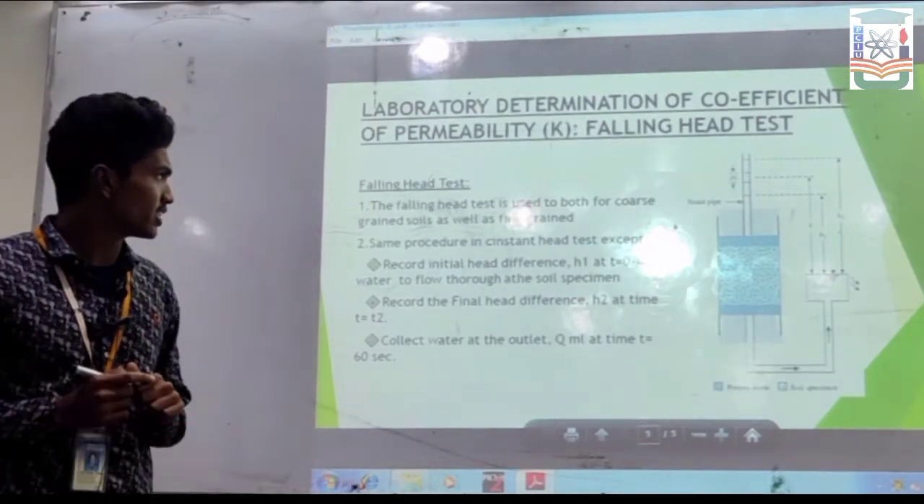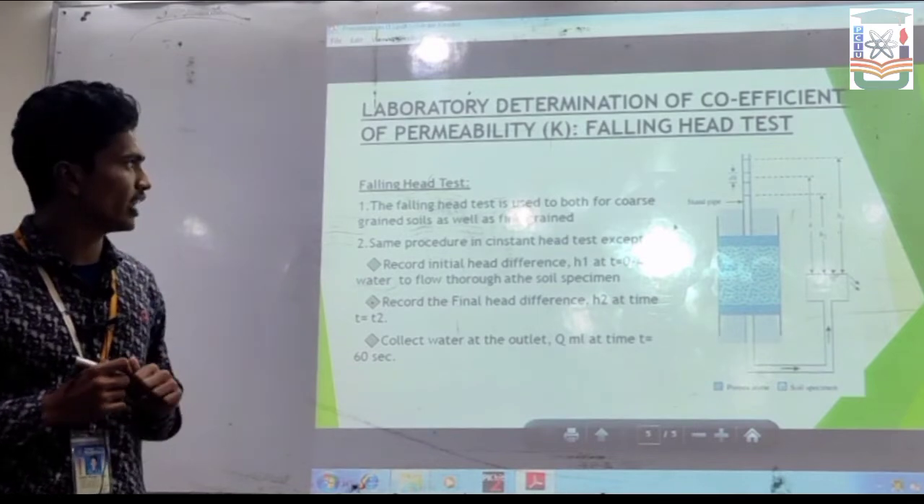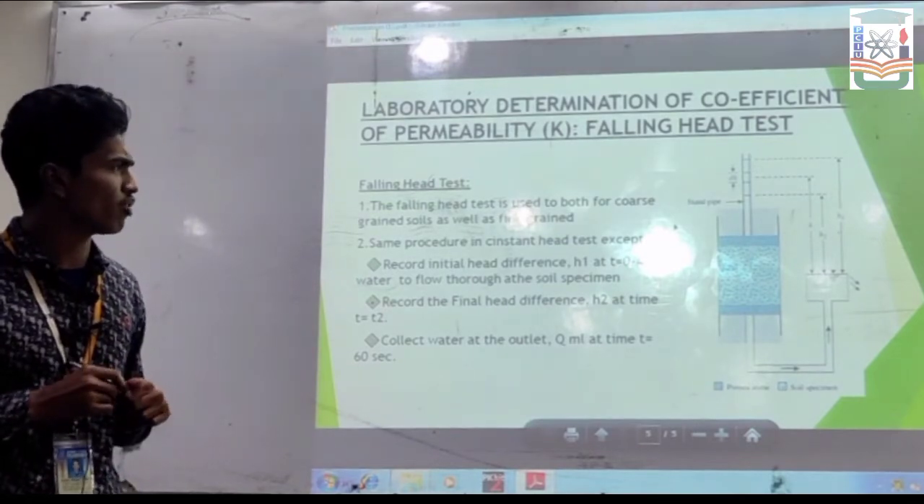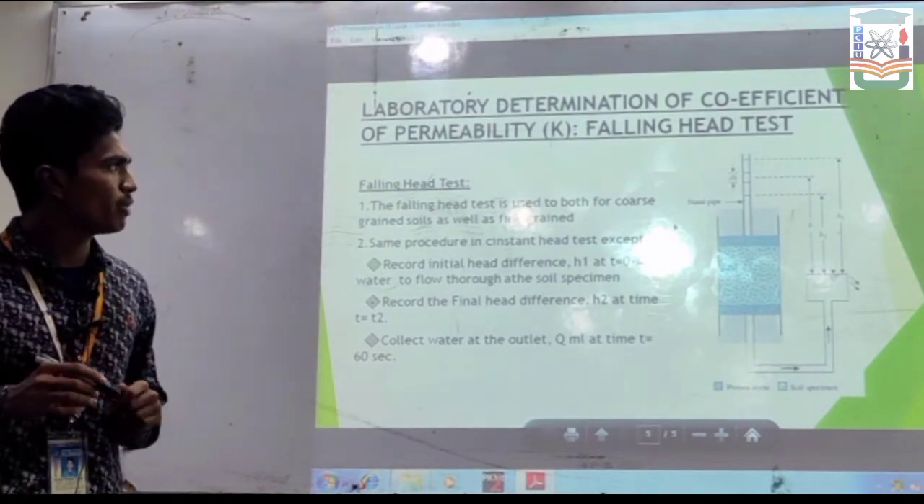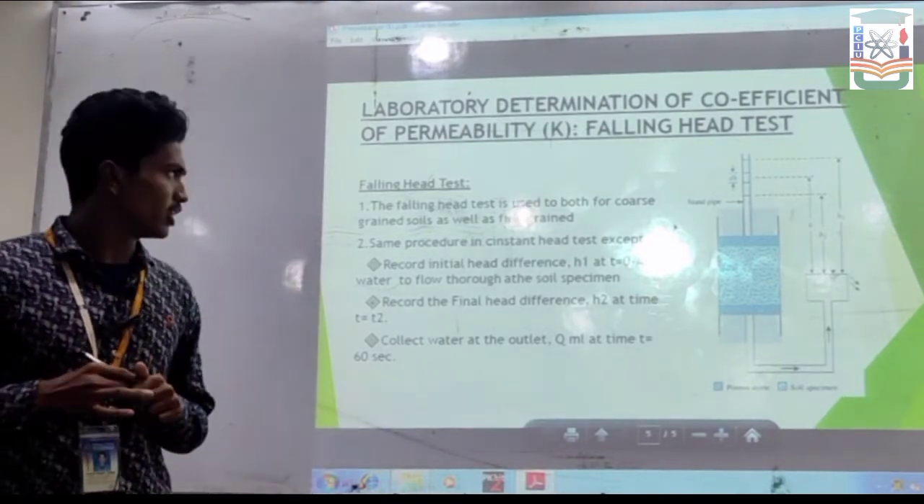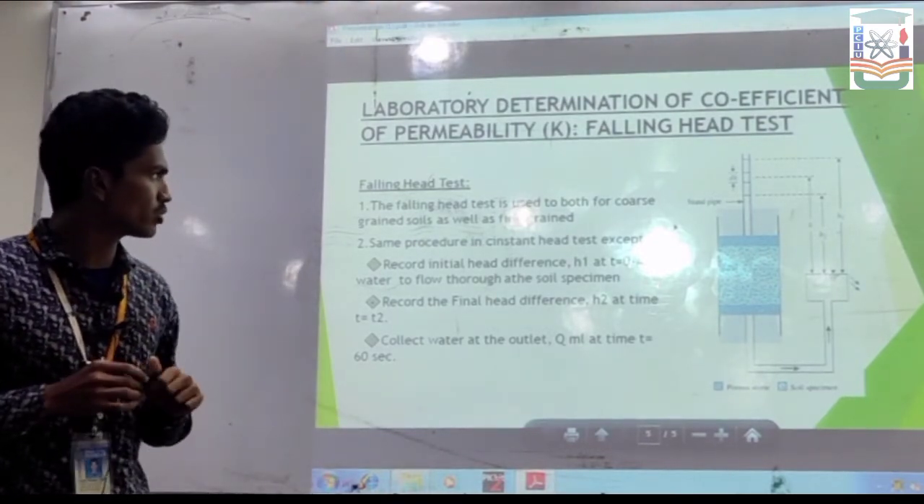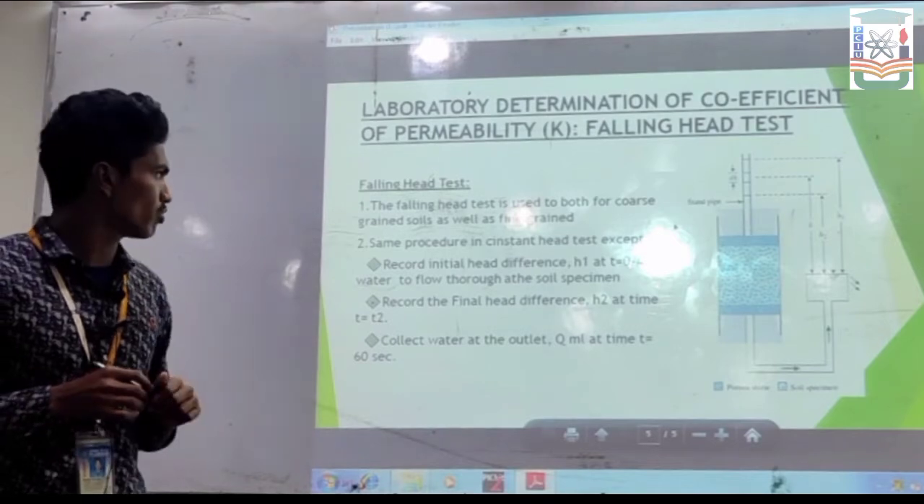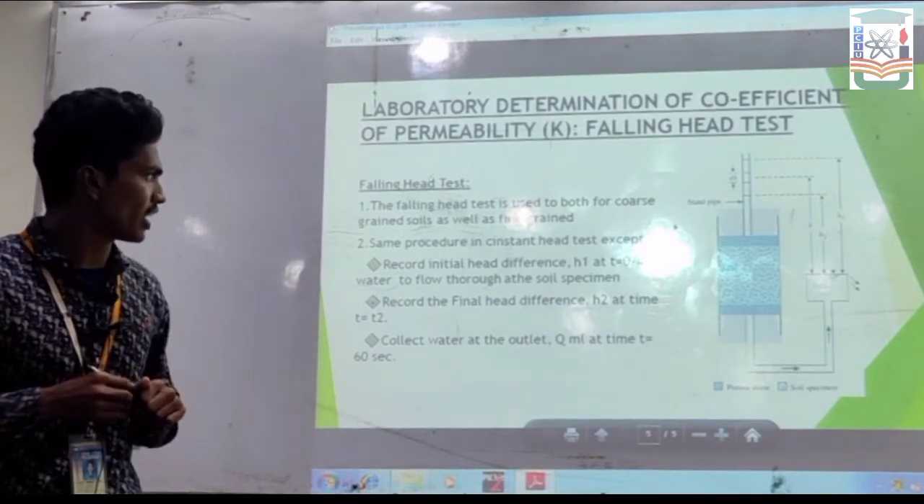I will discuss the falling head test. What is the falling head test? The falling head test is one of the variable head test procedures that is undertaken in situ in a borehole to determine the permeability of a soil. The falling head test is used for both coarse grain soil as well as fine grain soil.